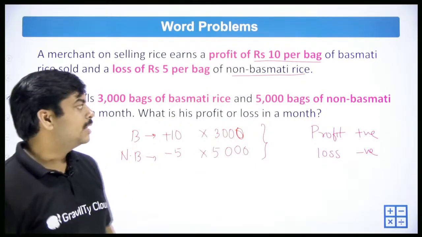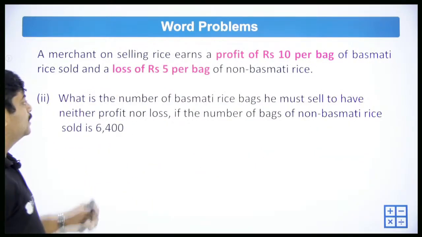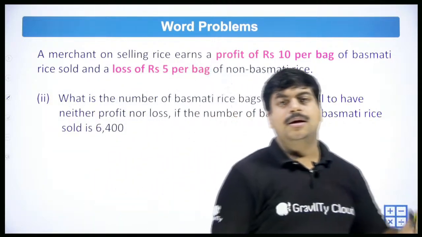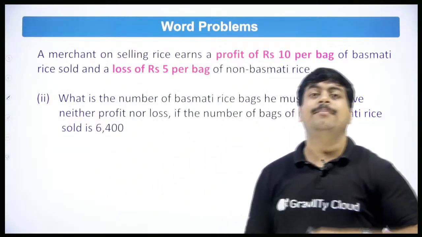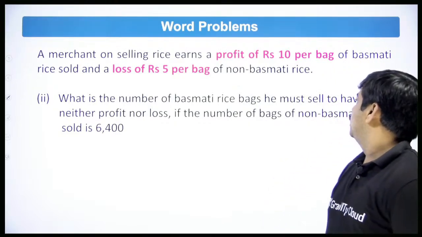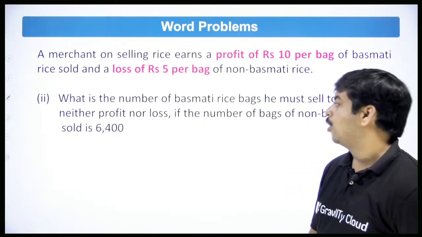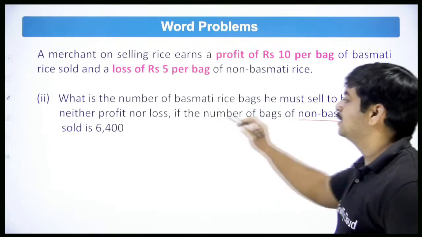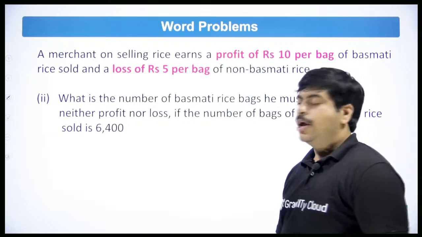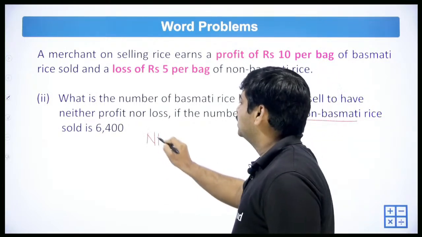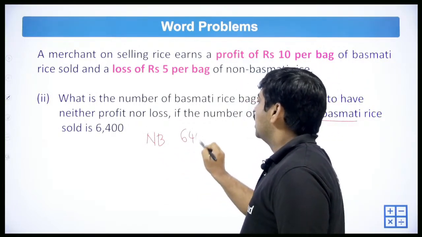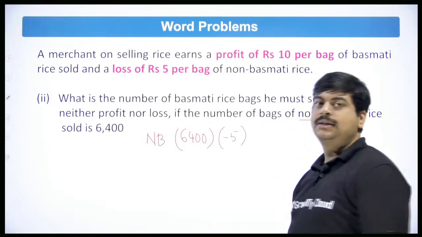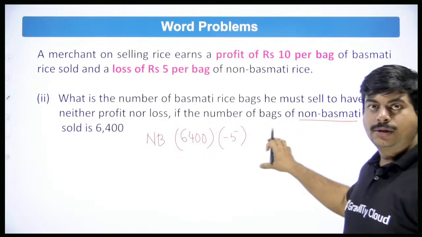Right. So one more question here. What is the number of basmati rice bags he must sell? Now we need to find the number of basmati bags he has to sell to have neither profit nor loss if the number of bags of non-basmati rice is 6,400. For non-basmati rice, you have 6,400 bags, and for every bag you get a loss of minus 5 rupees. So you know how much this amount is.